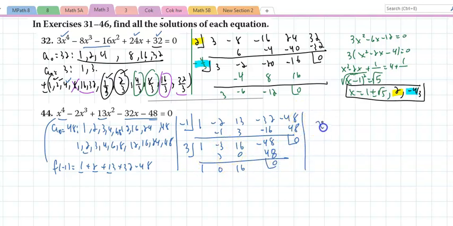That means I'm left with x squared plus 16 equals 0, x squared equals negative 16, x equals plus or minus 4i. Don't forget the negative 1. And don't forget the 3.